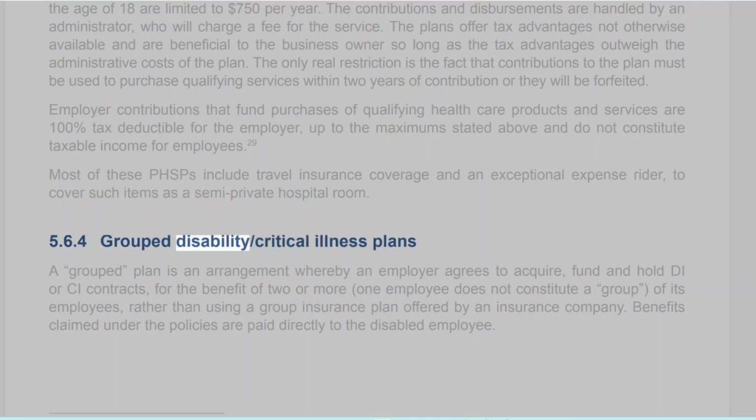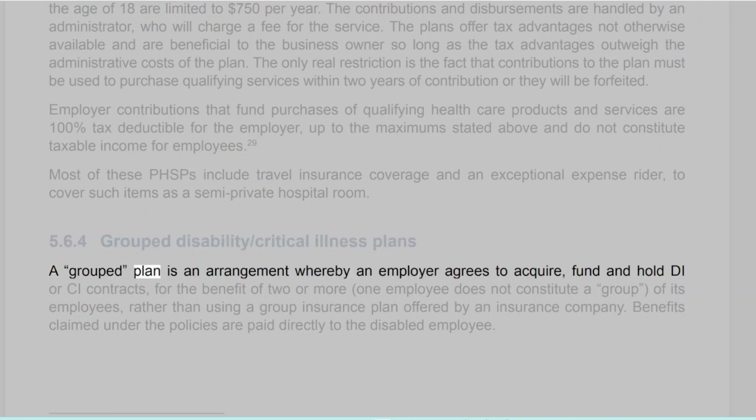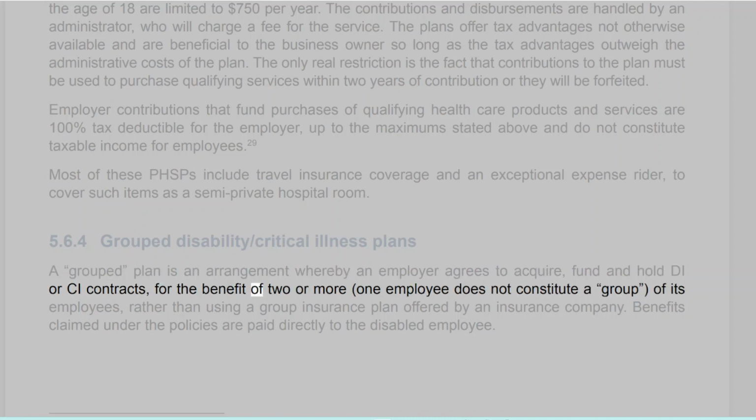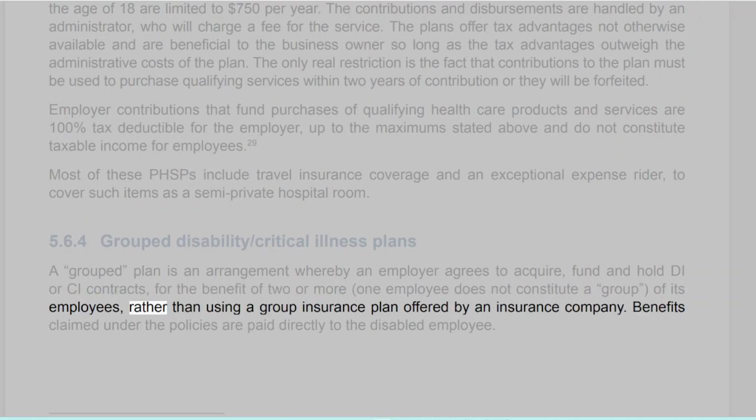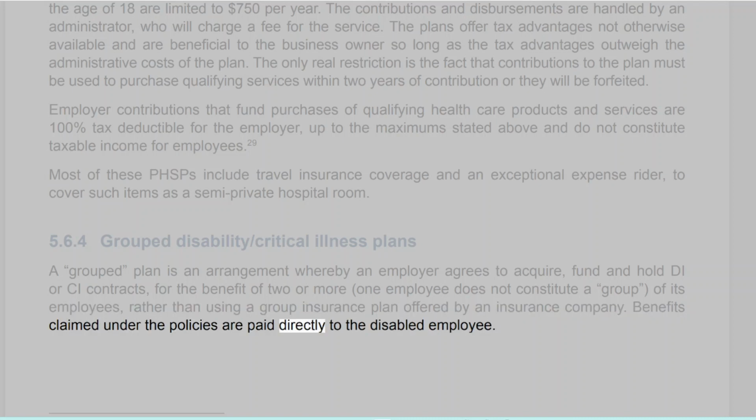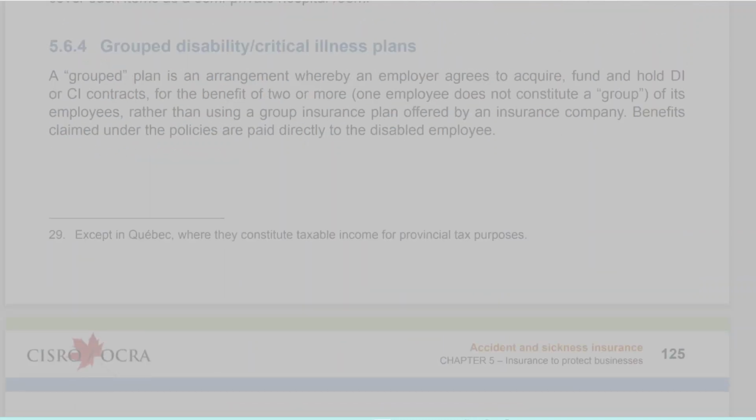5.6 For group disability/critical illness plans. A grouped plan is an arrangement whereby an employer agrees to acquire, fund and hold DI or CI contracts for the benefit of 2 or more employees. One employee does not constitute a group of employees. This is rather than using a group insurance plan offered by an insurance company. Benefits claimed under the policies are paid directly to the disabled employee.